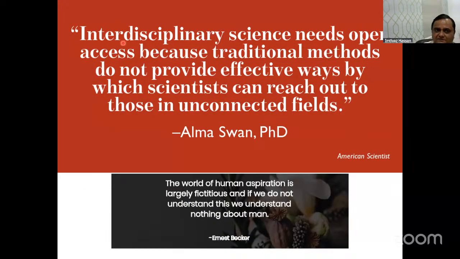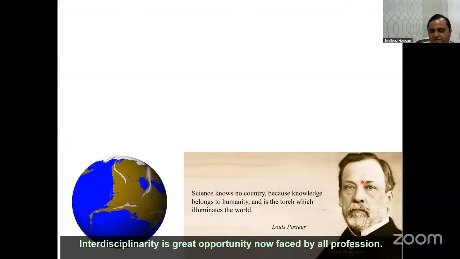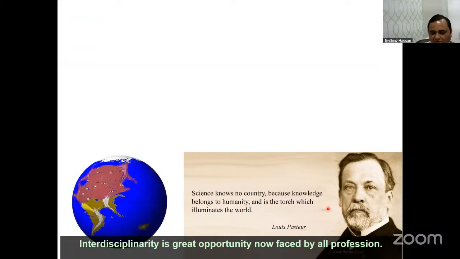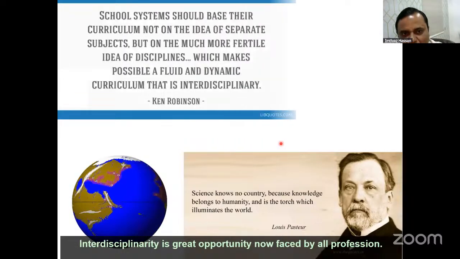Ultimately, with this quote: interdisciplinary science needs open access because the traditional methods do not provide an effective way by which scientists can reach out to those unconnected fields. And the world of human aspiration is largely fictitious. If we don't understand this, we don't understand anything. To see science with open eyes, you have to become interdisciplinary. Science has no country because knowledge belongs to humanity and is a torch which illuminates the world. And interdisciplinary is a great profession. Thank you very much. If you have any questions, I am happy to take them.